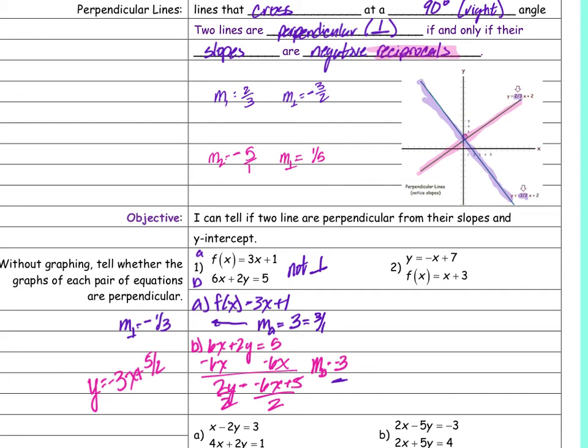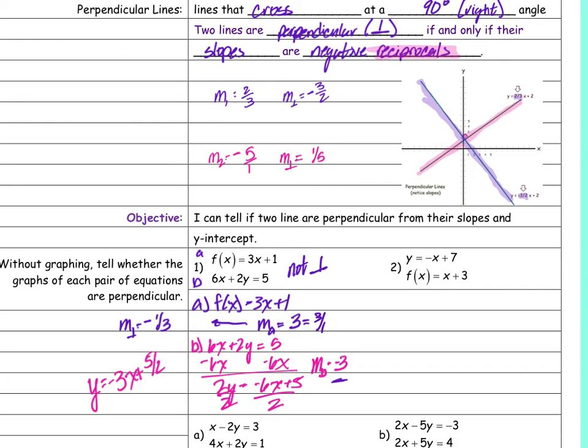Right? Does that make sense for those of you who said yes, that they were? Yes, one needs to be positive, one needs to be negative, but it also has to meet the qualification that it's also the reciprocal of each other. Okay?